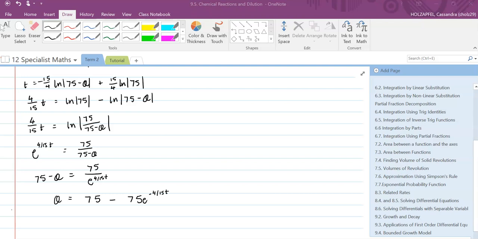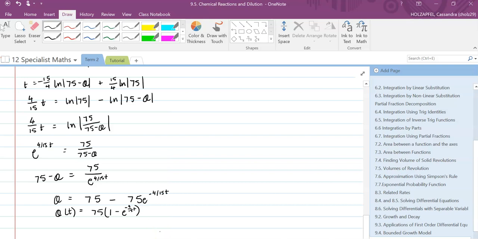I have moved this 75 over to the other side and divided through by -1. Now when I flip this to the bottom here, this is the same as effectively having a negative power, and so that's why I've moved this to the top line and written negative 4 over 15 t. So that's where I've got these values from. And the last thing I could do if I so wanted is factorize out the 75, so we have 1 minus e to the power of negative 4 over 15 t. So that's just some algebra and some rearranging.